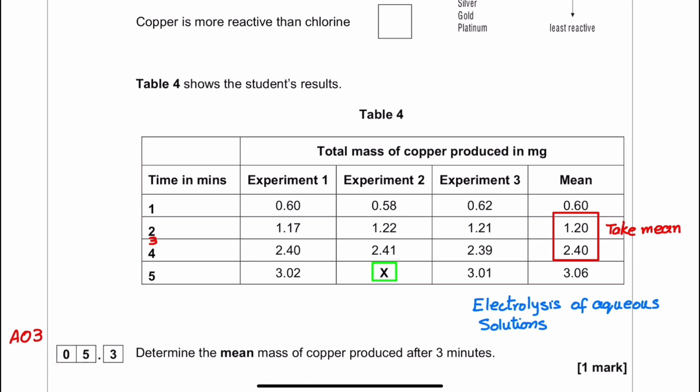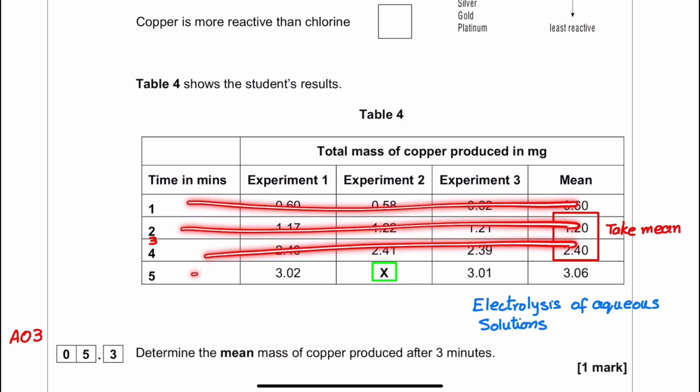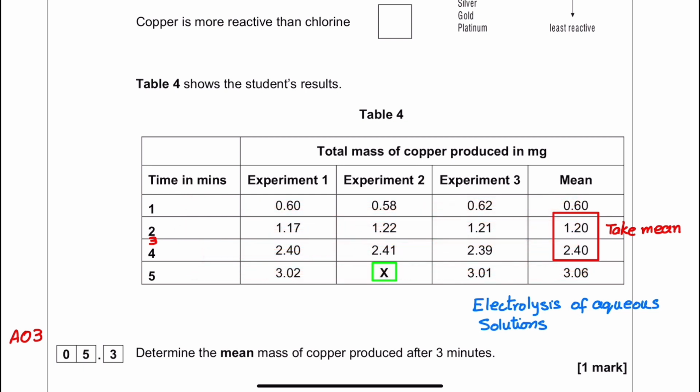Table number 4 shows the students' results. Total mass of copper produced in milligrams. Times in minutes: 1, 2, 4 and 5. 3 is missing. Experiment number 1, the mass produced. Experiment number 2, the mass produced. Experiment number 3, the mass produced. And the mean mass at each time is given here. This topic is again from electrolysis of aqueous solution.